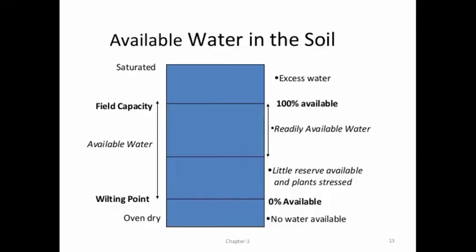Here there is saturation at the topmost point of moisture content, and field capacity, which is the upper limit of useful water.